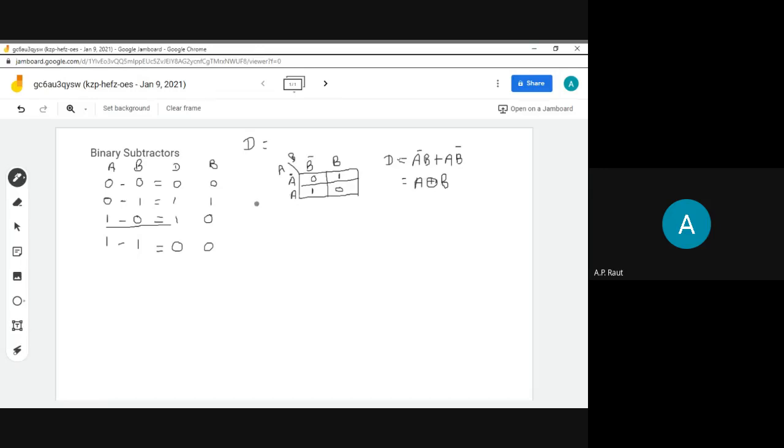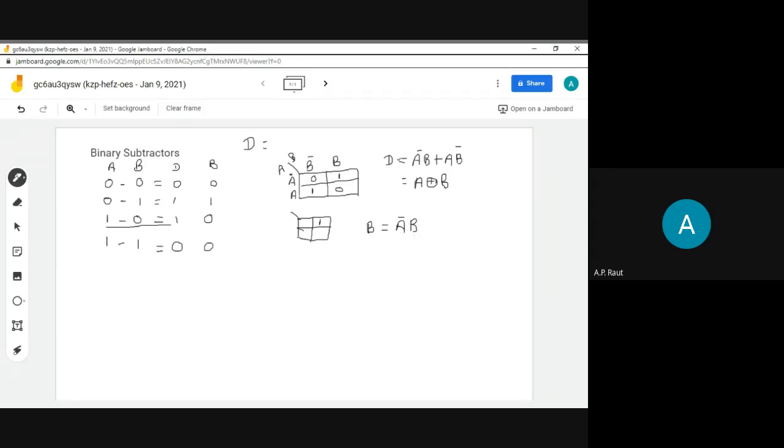Okay, same for the equation for the borrow. We can directly say the equation for the borrow, but we can also draw the K-map for that. I can shortly draw the K-map for borrow. So where do we place the one? Because only one value is present. So for A bar B, in the first position. So the borrow equation is A bar B.